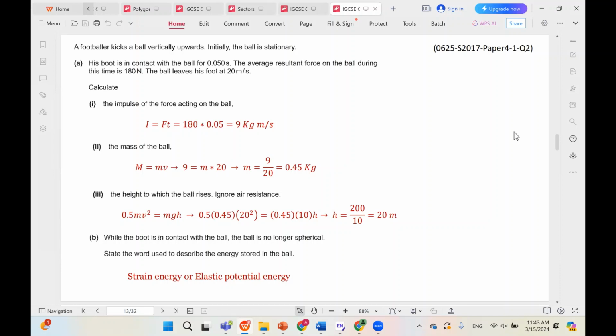We are given the force and we are given the time. There they are. You should focus on the units. So newtons means force, seconds means time, and we multiply them by each other, and this gives us the impulse.